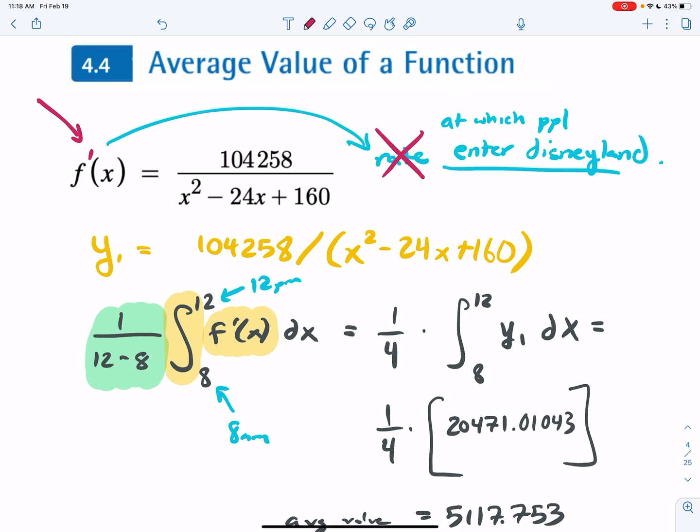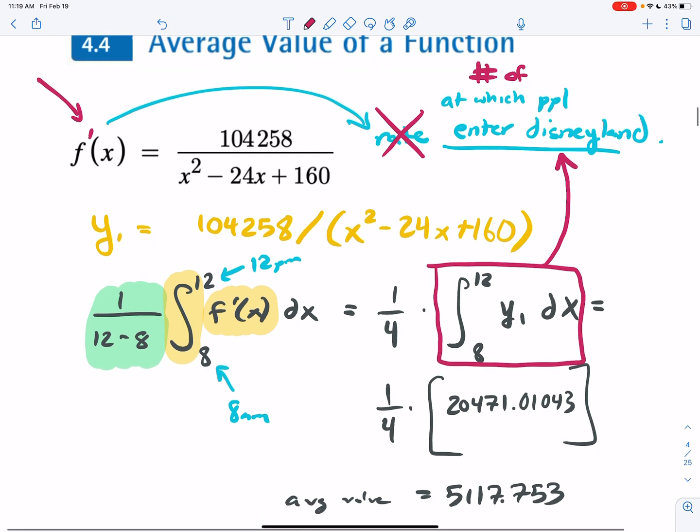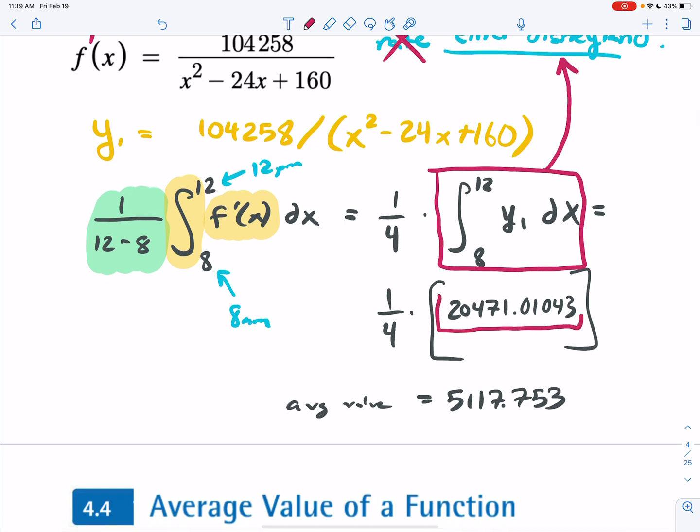So what does that mean, right? Just the integral. Notice how I didn't include the 1/4, okay? This right here, if I integrate the rate, I'm just talking about the number of people that enter Disneyland. Okay? So this right here, 20,471 is the amount of people that enter Disneyland from 8 a.m. to 12 p.m. on a single day. About 20,000 people. I'm not sure how accurate these numbers are, I just kind of made this up.